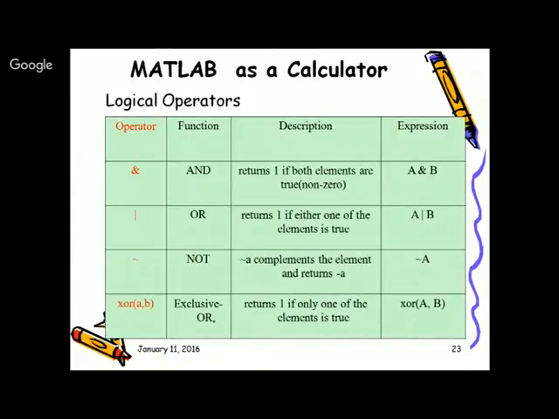Then we have the logical operators: and, or, not, and exclusive or. For and we have this ampersand sign, for or we have this sign, and not will be given with this tilde sign, and for exclusive or you have to write XOR. There is no sign for it, you have to write XOR.